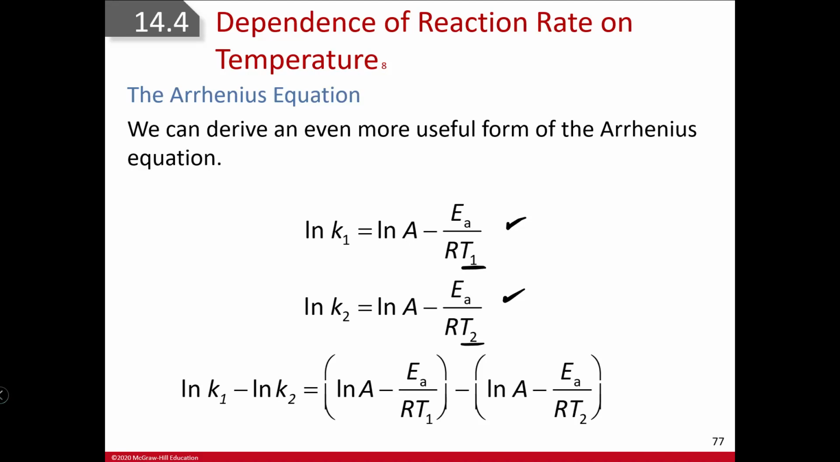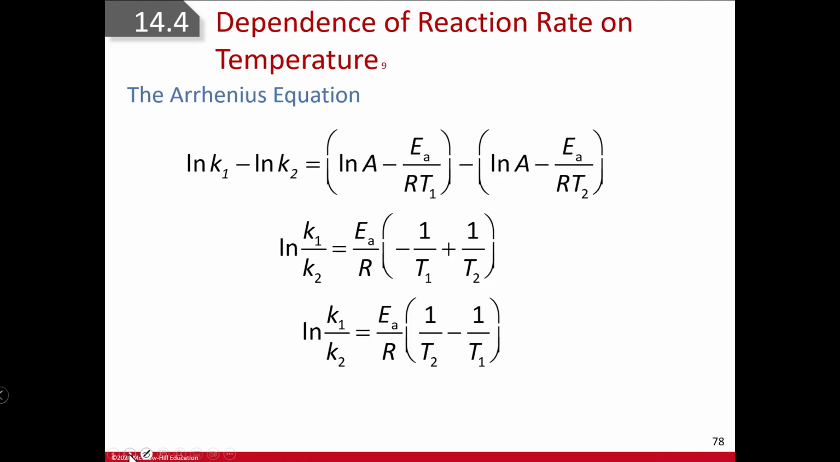So I'm going to combine these equations together. And when I do that, I get the ln of K1 minus K2. And then I get the ln of A minus E sub A over RT1 minus ln of A minus E sub A over RT2. We're just combining these two equations together. And then if you want some practice with your math, you can manipulate these to this equation.